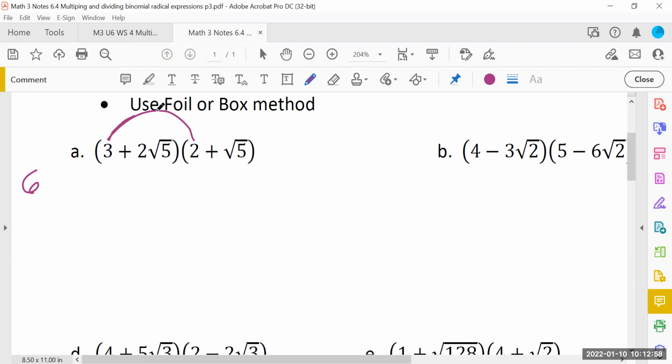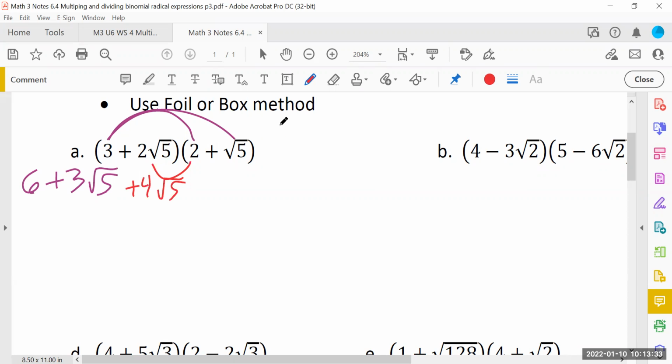Next one, 3 times the square root of 5. Okay, 3 is not inside a square root. 5 is inside a square root. It combines like this. The 3 is on the outside still. The 5 is on the inside still. 3 root 5. Nice and easy. Then 2 root 5 times 2. So here, the 2's are both on the outside. And let's use some different colors. 2 root 5 times 2. 2 times 2 is 4 root 5.